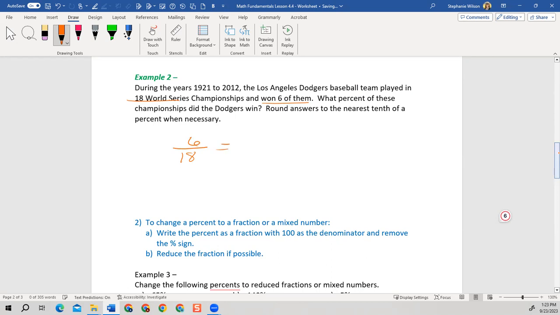I do notice that 6 is 2 times 3, and I know 18 is 6 times 3. Oh, we could have left the 6 on top and reduced the whole thing, right? And what happens? I get the 1, 3 goes into itself 1 time. Now I got 2, 6. 2 goes into itself once and goes into 6 3 times. And now I got 1/3.